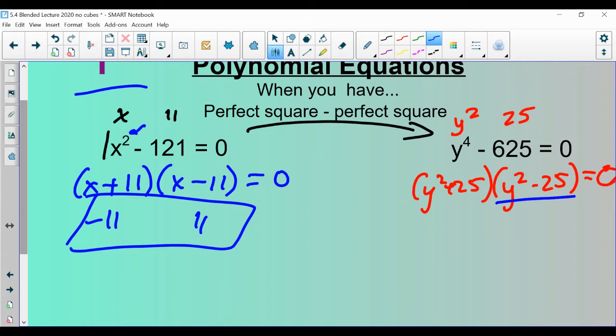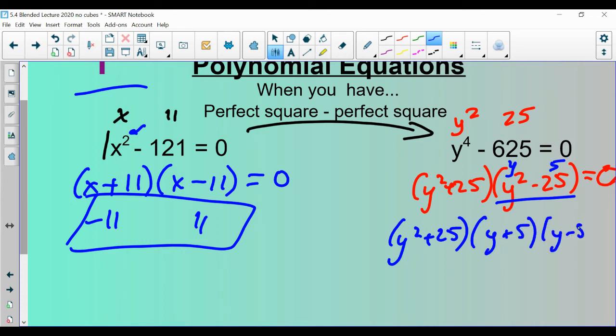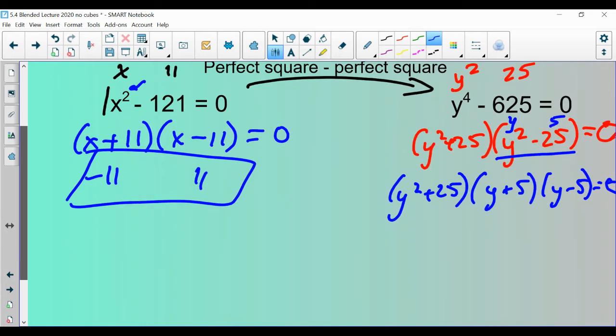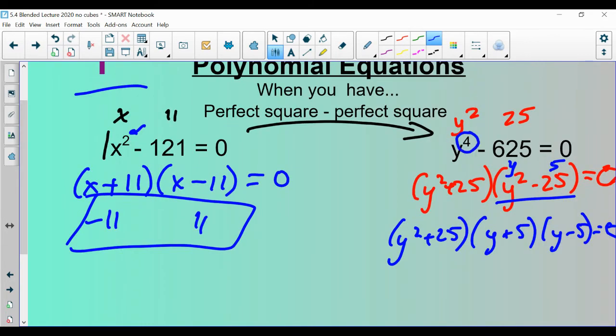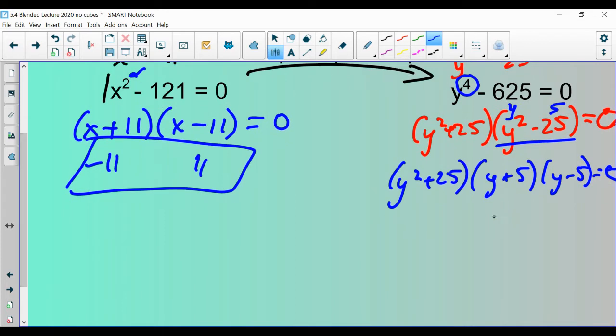This, once again, is a perfect square, subtract a perfect square. What do you square to get y squared? Y. What do you square to get 25? 5. So then using the same trick, we would have y squared plus 25, y plus 5, and y minus 5 equals 0. We know that this should have 4 solutions because it's y to the 4th. We actually know 2 of them right now. We know one of them is negative 5 because that makes this 0, and one of them is positive 5 because that makes this one 0.